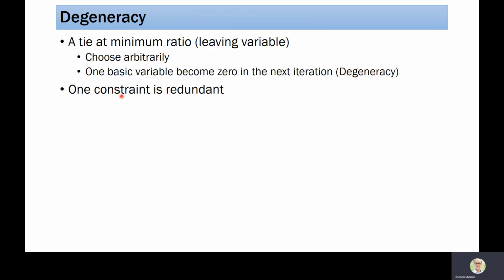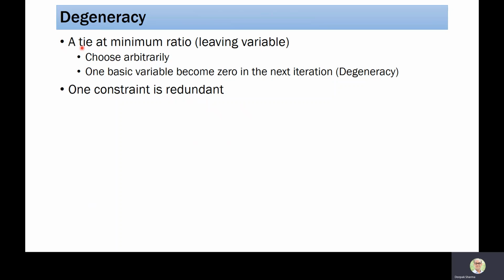So you have seen that in LP model, we have various constraints, but if any of the constraints is redundant, then this degeneracy can occur. When we are solving the problem using graphical method, we can easily find that one particular constraint is redundant. Means even if I remove this, it is not going to change our optimal solution.